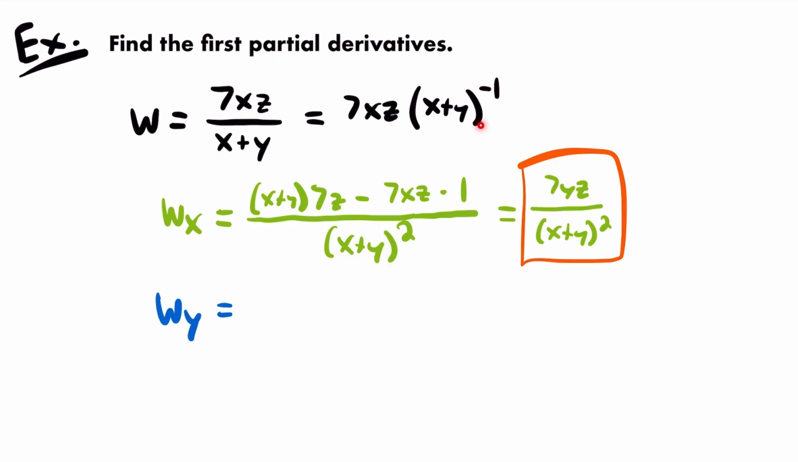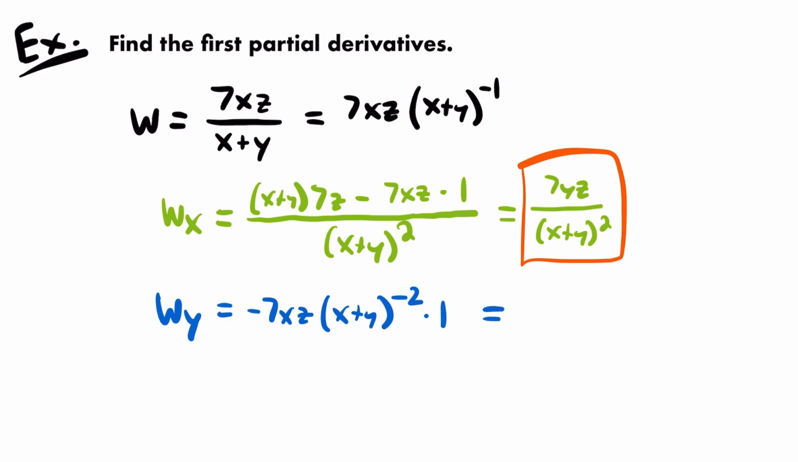The outside function is this quantity to the power of negative 1, and the inside function is x plus y. So let's take the derivative of the outside function. We'll use the power rule here, multiply negative 1 down, and subtract 1 from the exponent. So multiplying that negative 1 down gives us negative 7xz times (x + y) to the power of negative 2, right? Subtract 1 from the exponent, and you get negative 2. But then you want to multiply by the derivative of the inside function. The derivative of x with respect to y would be 0, because we're treating x as a constant, and then the derivative of y with respect to y is 1. So we're multiplying by 1.